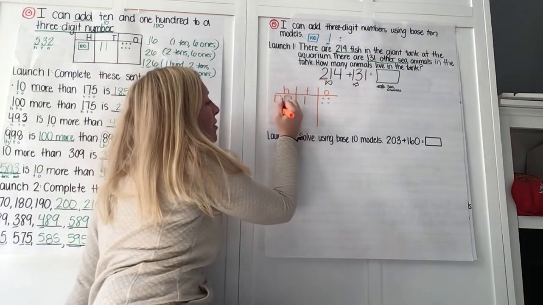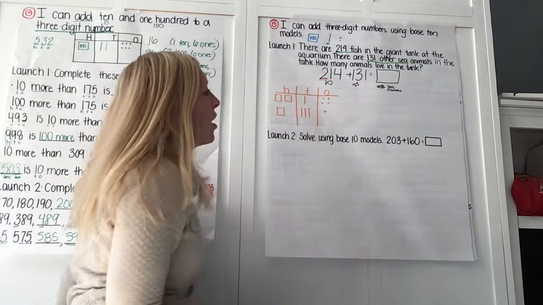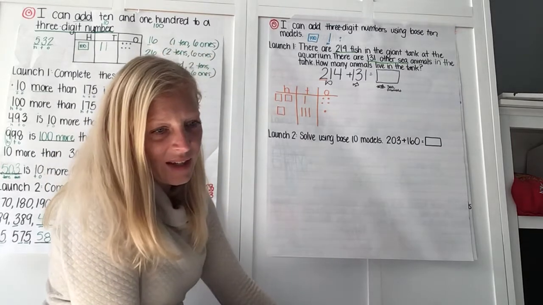Your 100, 3 10s, and 1 1. And what did you add together first? Why did you add your 1s together first?